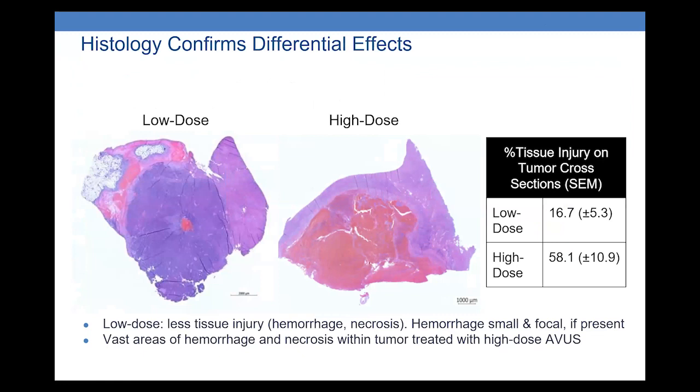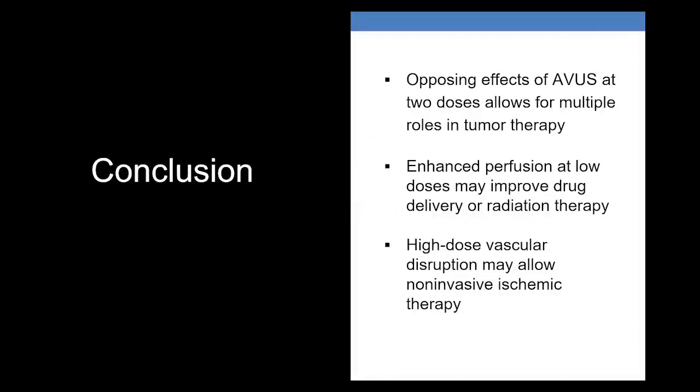Histology confirmed the differential effects. Low dose therapy showed less tissue injury, with much smaller and focal hemorrhage, compared to large areas of hemorrhage and necrosis with high dose AVUS therapy. So to conclude, we saw opposing effects of AVUS, which can allow for multiple roles in tumor therapy. Enhanced perfusion at low doses may improve drug delivery or radiation therapy. High dose vascular disruption may allow for non-invasive ischemic therapy.